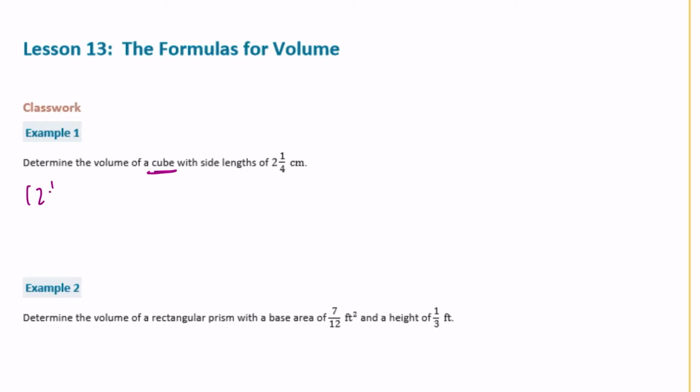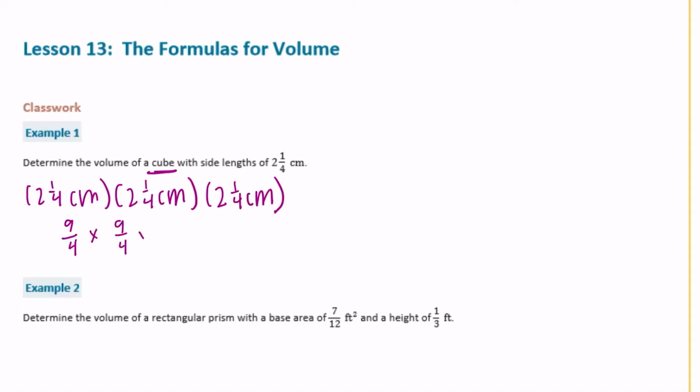So we would have 2 1/4 centimeters times 2 1/4 centimeters times 2 1/4 centimeters. So I'm going to make them into improper fractions. 2 1/4 would be equal to 9/4. So we have 9/4 times 9/4 times 9/4. And 9 times 9 is 81, times 9 is 729. 4 times 4 is 16, times 4 is 64. So we get 729/64 centimeters cubed.